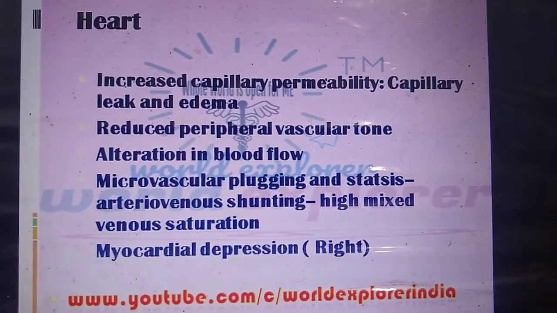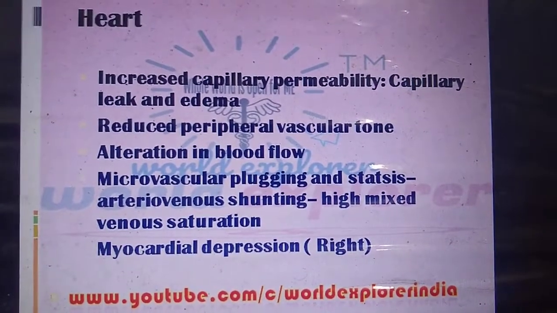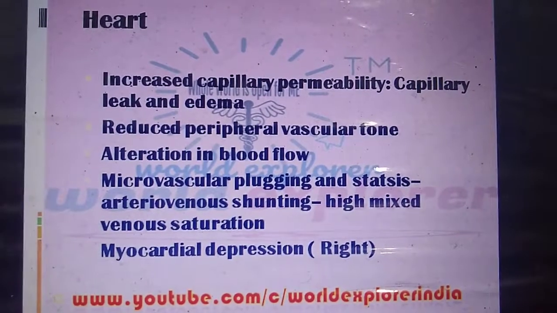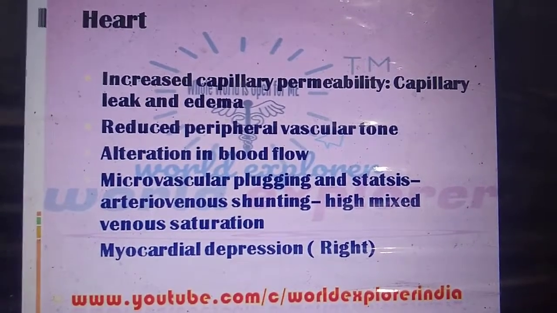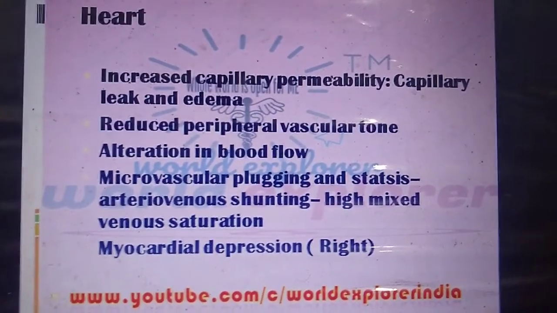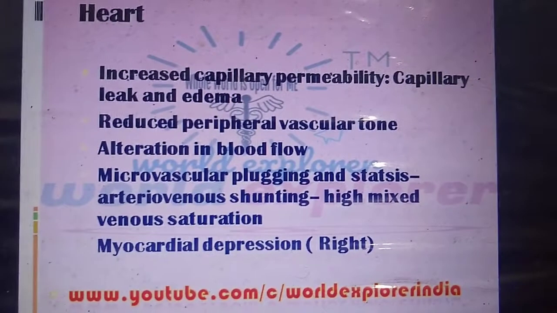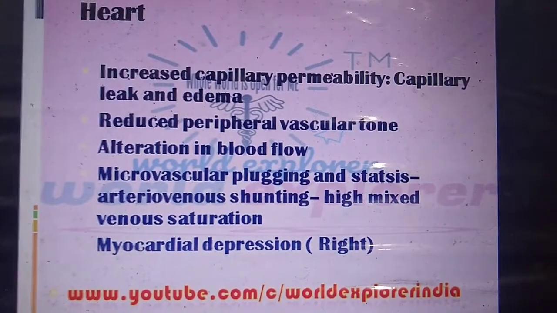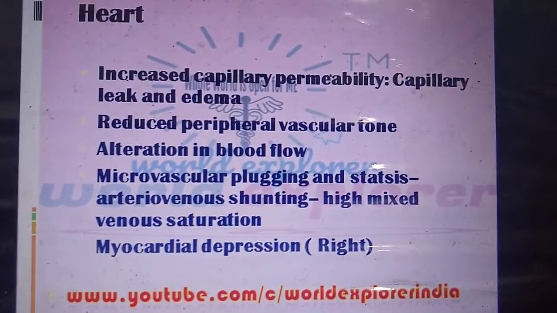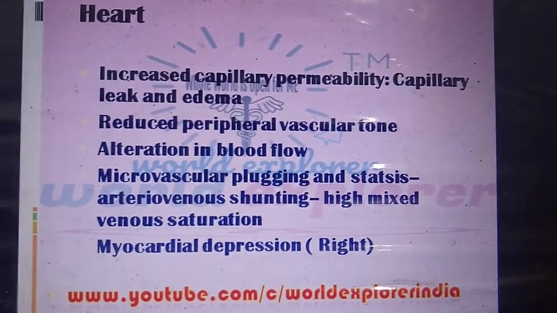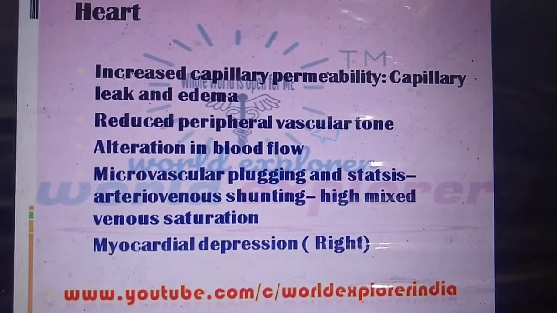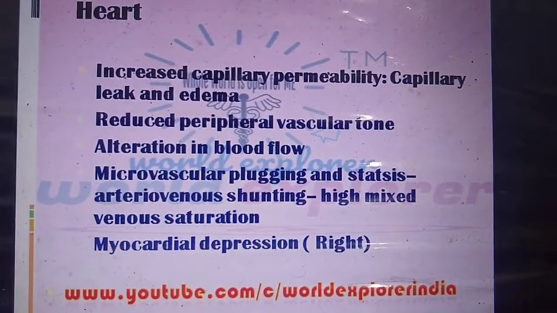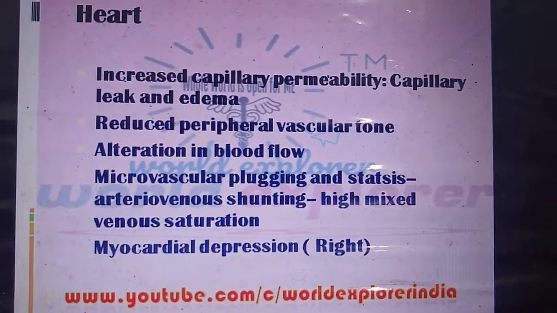If there is a decreased peripheral vascular tone, we see there is a decreased circulation pattern in the body. So this again may lead to stasis. What is stasis? It is stopping of a flow. Once there is stasis, there is a chance of coagulation. So if there is coagulation, again it may lead to DIC, what we call disseminated intravascular coagulation. So such things again lead to heart failure.